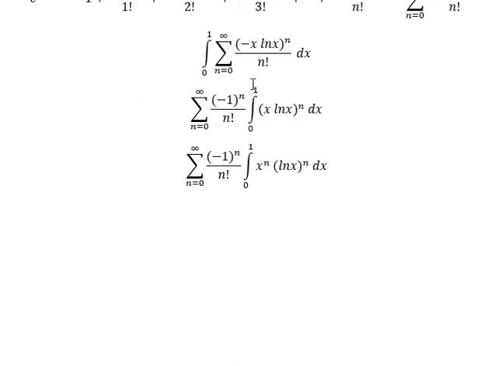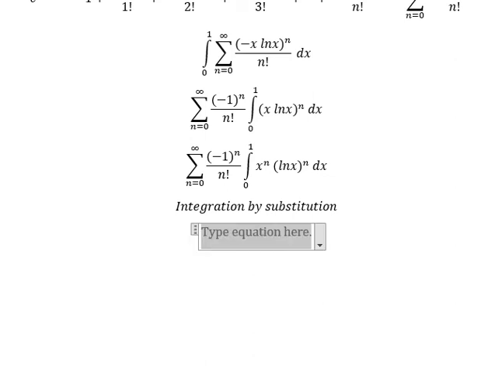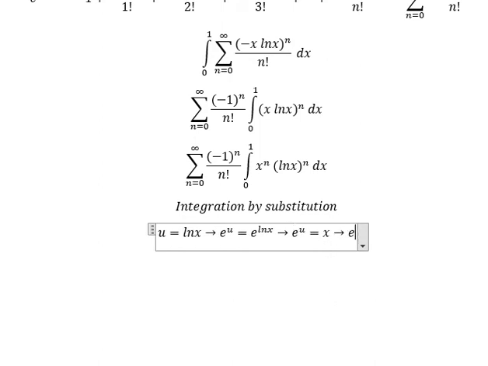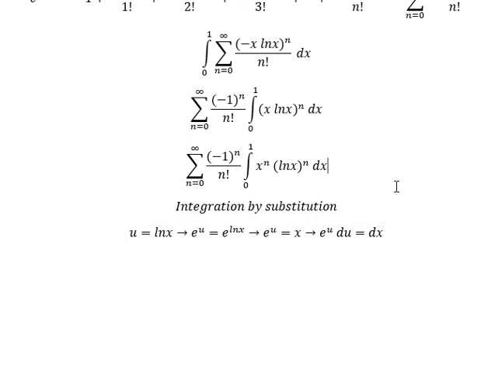So the next one, we can use integration by substitution. So I will put u equals ln s. Later we can put e on both sides. And we have it like this. Next, we can take the first derivative on both sides.